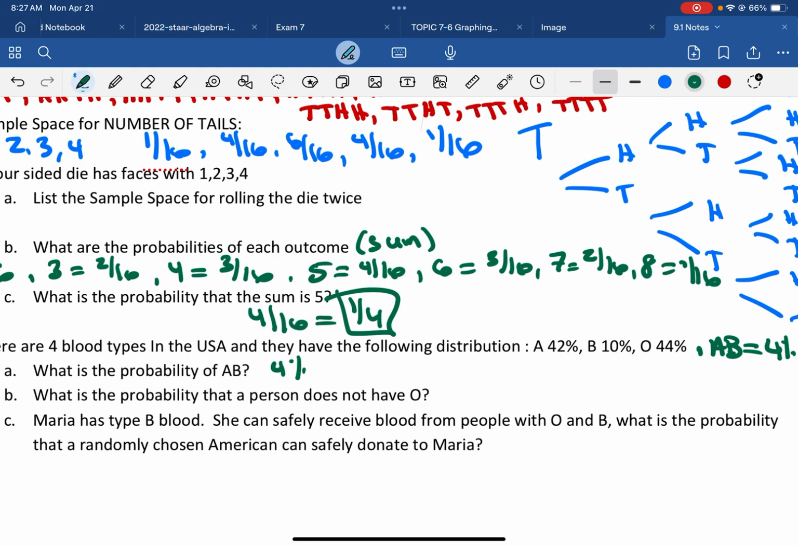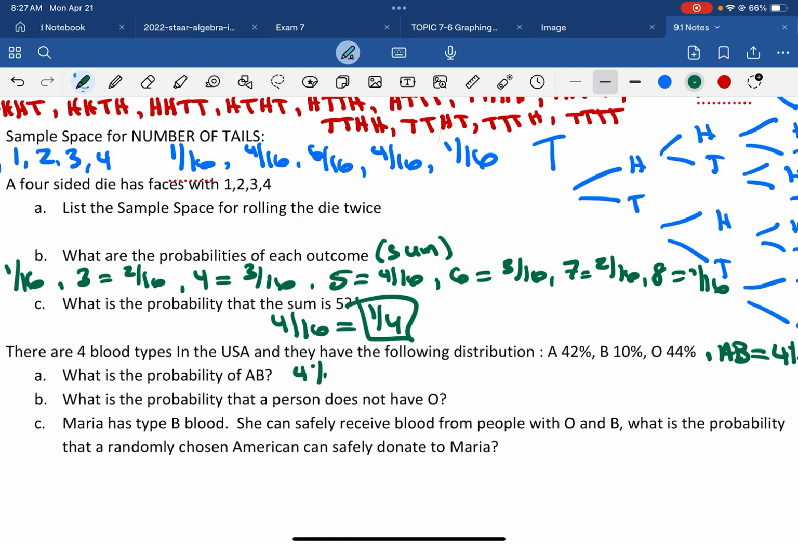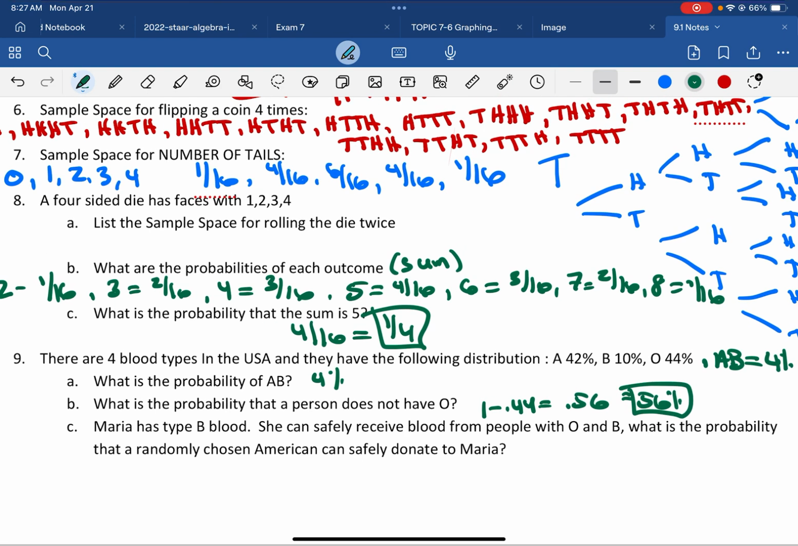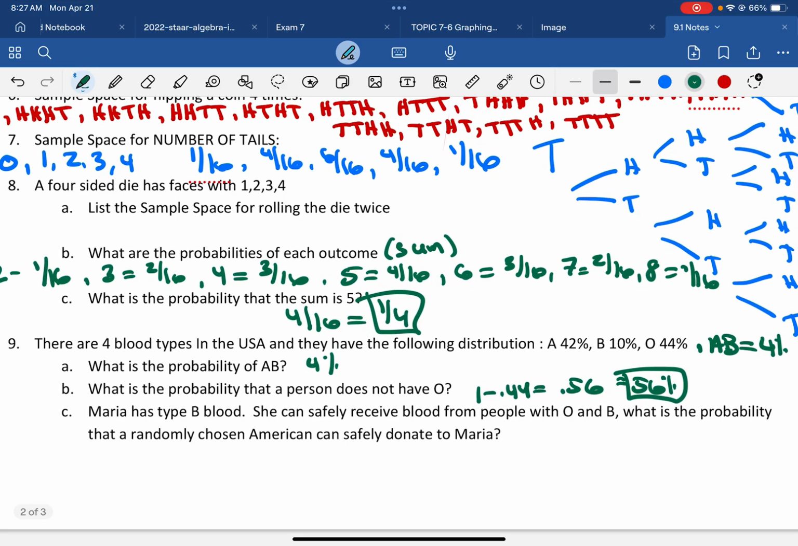Well, 4%. What is the probability a person does not have type O? 1 minus 0.44 is 0.56, or 56%. And honestly, I don't really care how you write probability, whether it's a decimal or percentage. You might even want a reduced fraction. Who knows?